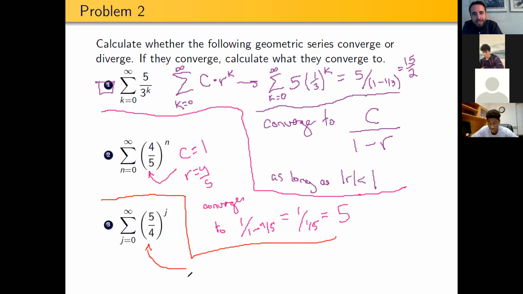Notice for this bottom one, the c value is still equal to 1, but the r value is equal to 5/4. What does that mean about this one? Sorry, small mistake there, that should just be 5/4. Because that r value is actually bigger than 1, this series will diverge.